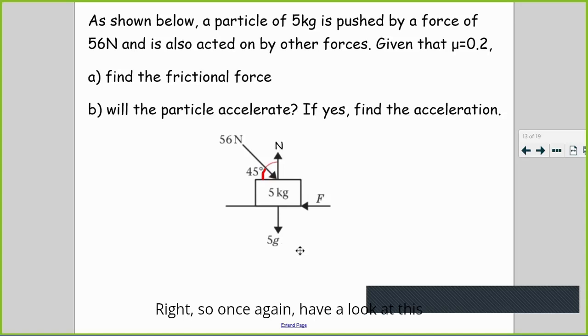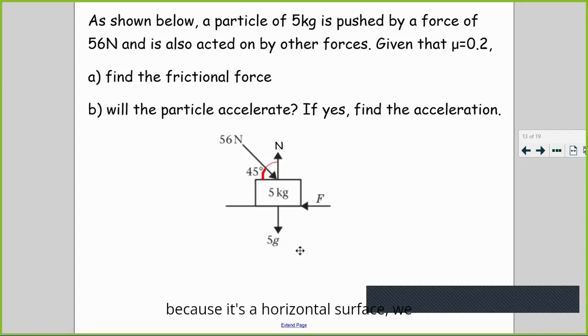Right, so once again, have a look at this one, pause and resume when ready. Okay, couple of forces here. There is a diagonal force of 56N.